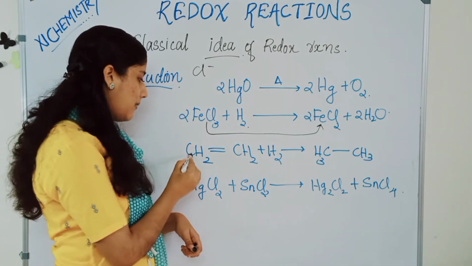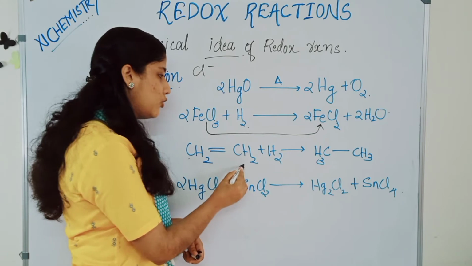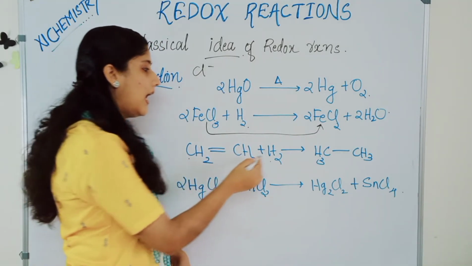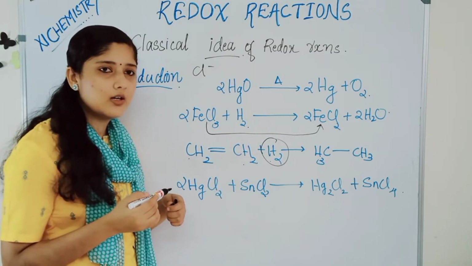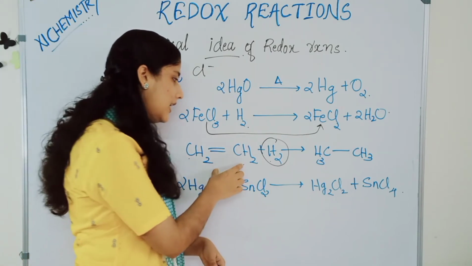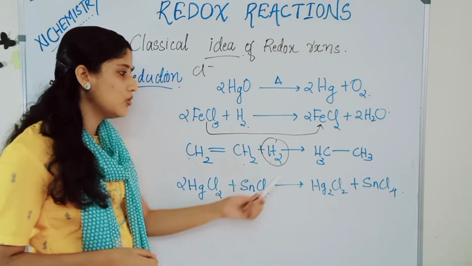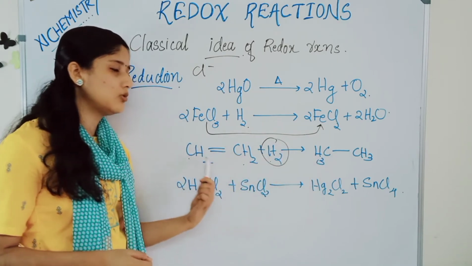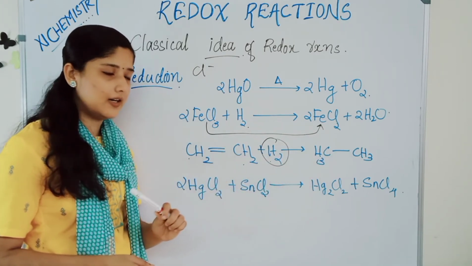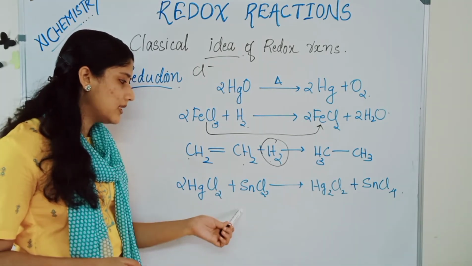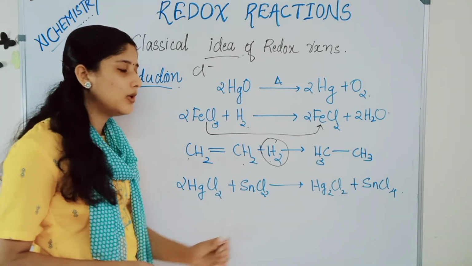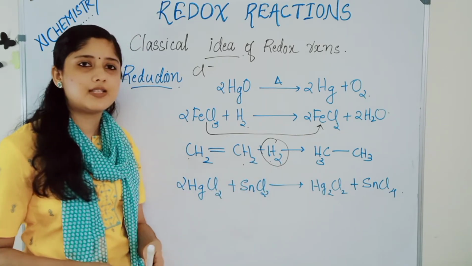In the next example, CH2 double bond CH2 plus H2. Here hydrogen is added, or addition of hydrogen is also what? A reduction reaction. Addition of hydrogen to CH3, single bond CH3. To the double bond, hydrogen is added. Look at the next reaction. HgCl2 plus SnCl2 will give you Hg2Cl2 plus SnCl4.